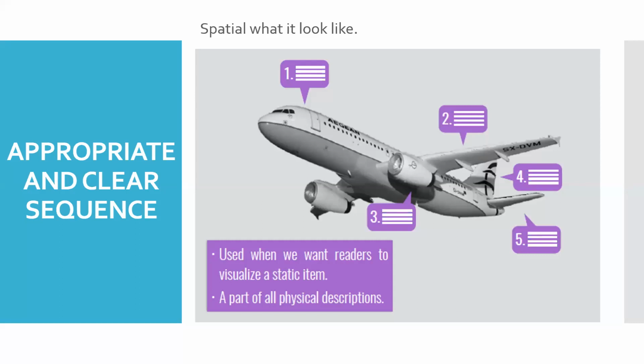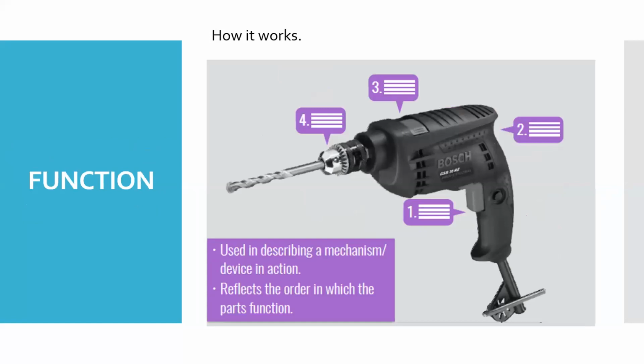Right? So that is why it is very important to maintain chronology and order when we are describing any object or any process. Right? Then you have to describe the function of it. Function is how does it work.